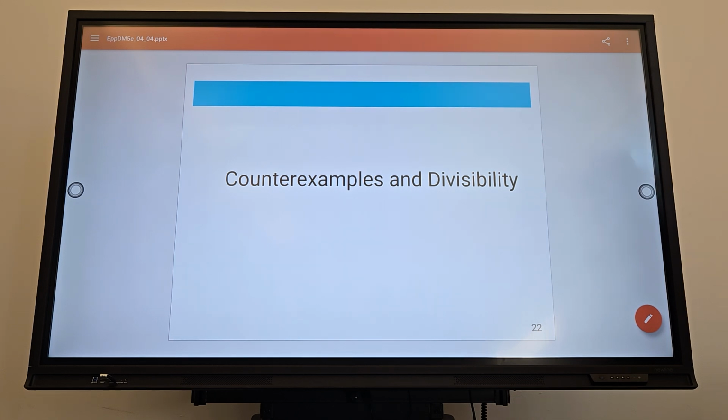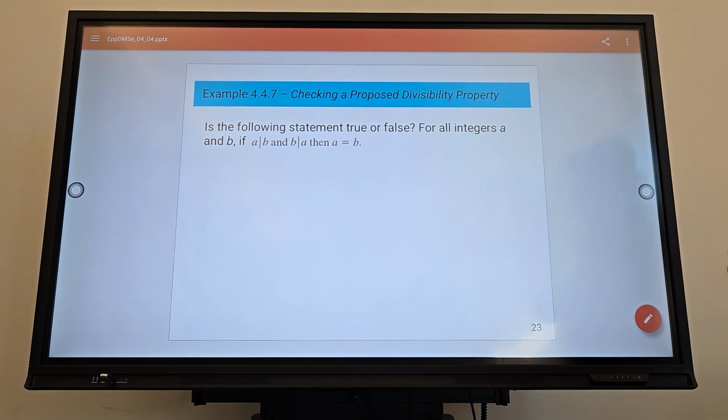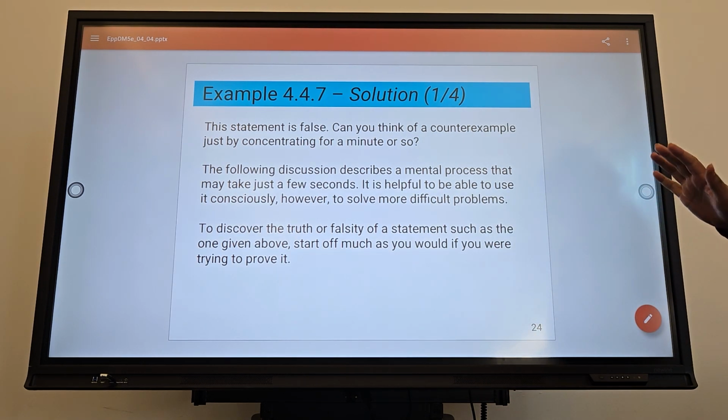Counterexamples and divisibility. Is the following statement true or false? For all integers a and b, if a divides b and b divides a, then a equals b. So the statement is false. All you need to do is come up with a counterexample.